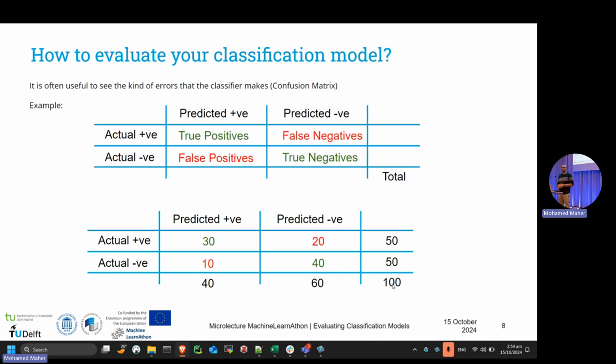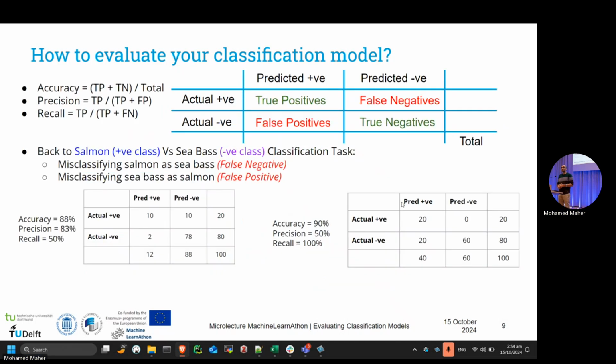Participating at the end 400 instances, 50 actual negatives and 50 actual positives. In order to calculate the accuracy, it is the sum of true positives and true negatives over the total number of instances. Precision is the true positives normalized by the true positives plus the false positives. So it's actually the percentage of true positives to the total number of predicted positives.